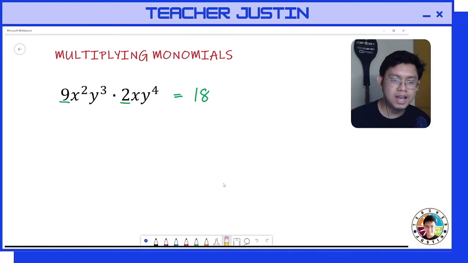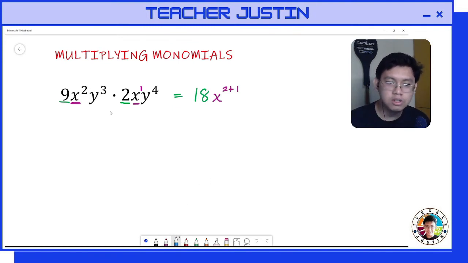So, let's apply the law of exponent, starting with the variable x. So, we multiply the variable x squared and x. Remember that there is an invisible exponent here that is equal to 1. So we copy the base, x, and then add the exponent, 2 plus 1. That is for the variable x.